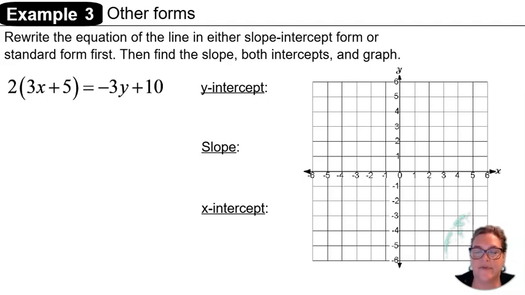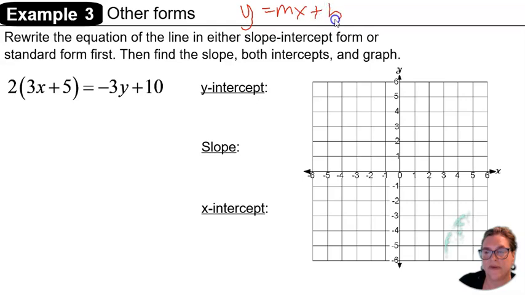So now we're looking at example 3 in our notes for graphing lines. In example 1, we graphed a line that was given in slope-intercept form. In example 2, we graphed a line that was given in standard form. This line we can see is linear because we have an x to the first power and a y to the first power. But it's not in either of those forms. It's not in y equals mx plus b form, and it's also not in ax plus by equals c form.